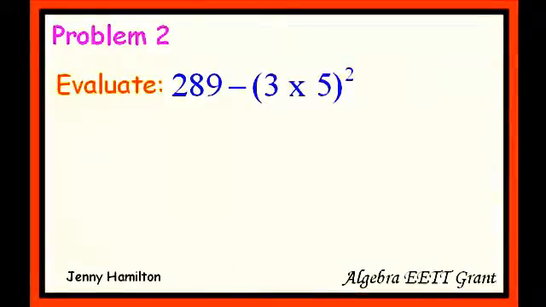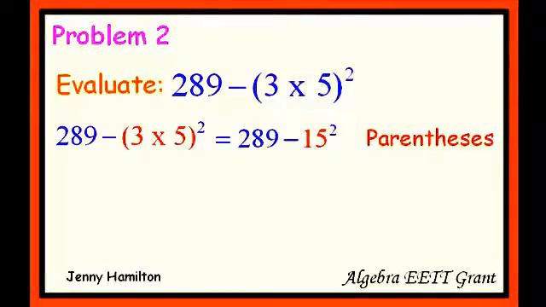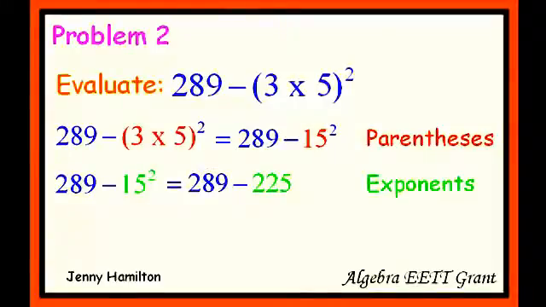Now let's look at a second example. For problem 2, we're going to evaluate 289 minus the quantity 3 times 5 squared. How do we do this one? According to the order of operations, we must do what's inside the parentheses first. So if we simplify the 3 times 5, we're going to get 15. Now we have to do the exponent. So 15 squared is 225.